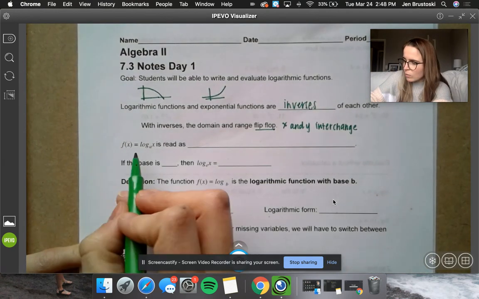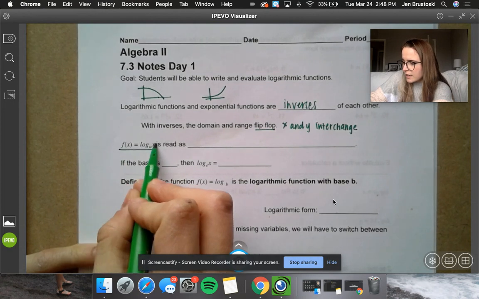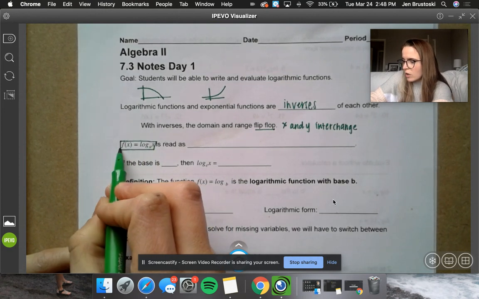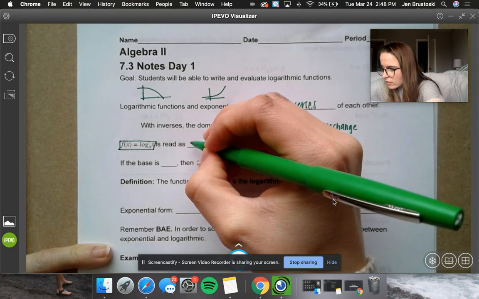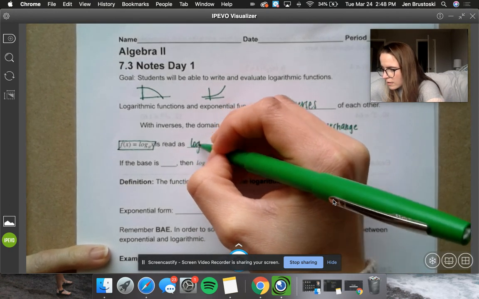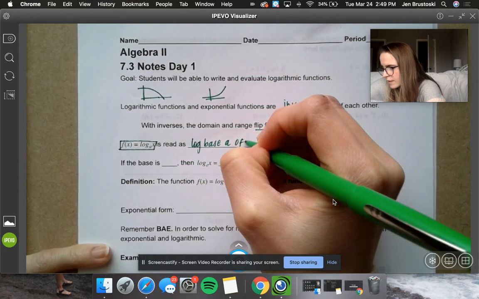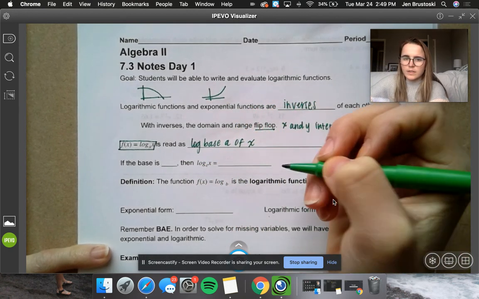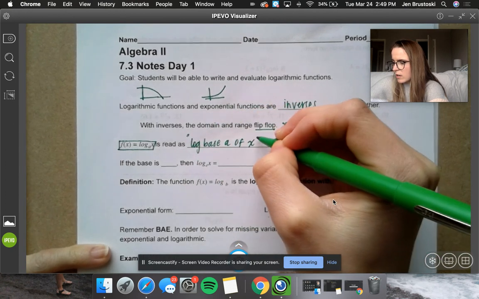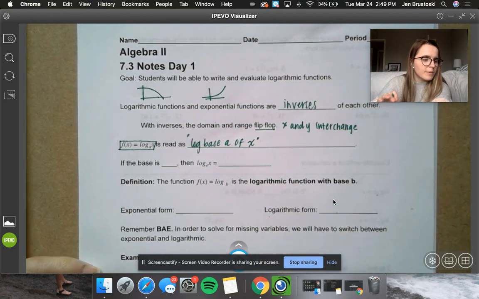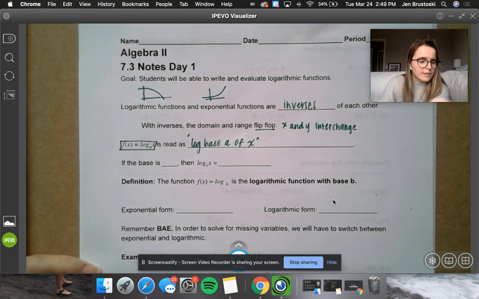All right, here we're given a function, and this function for log is read as log base a of x. It's read as log base a of x. So we want to make sure we know how to talk about these functions.